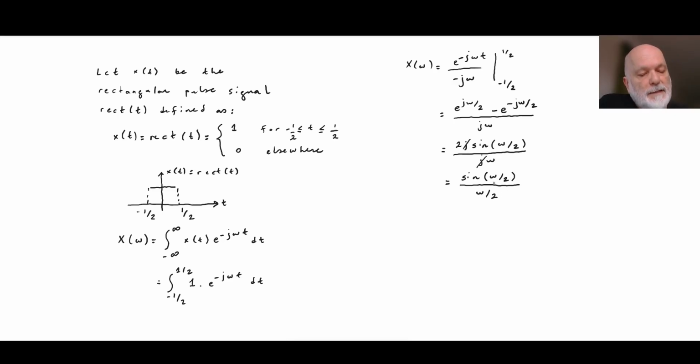Now it is clear that when omega is equal to 0, this is equal to 1. And then when omega is equal to integer multiples of 2 pi, the numerator becomes 0. So we have zero crossings when we plot X of omega. Now first let us look at what happens at omega equal to 0.